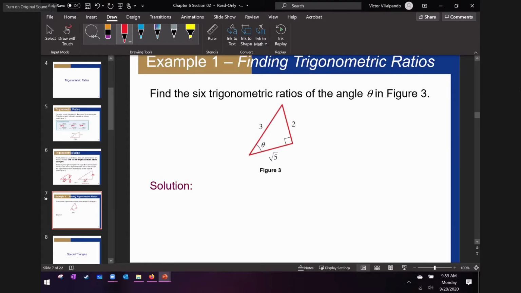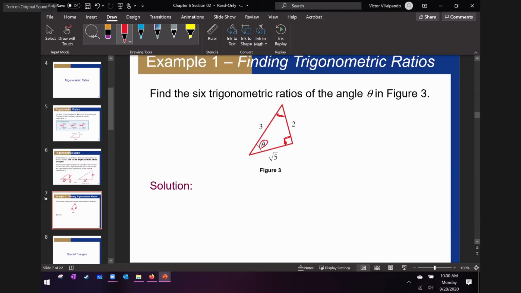So here they give us some information. We know this is 90 degrees right here. We know this is 90. We don't know what theta is. Since we don't know what theta is, we can't find what this other angle is. But here they just want us to find the ratios of the angles. So that's good. Let's go ahead.